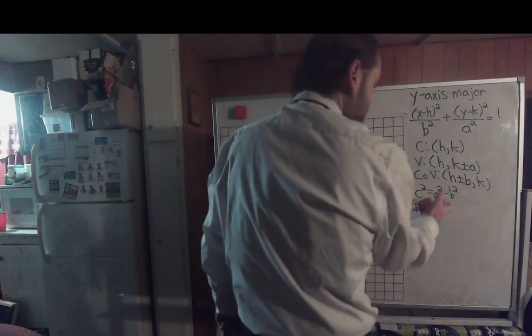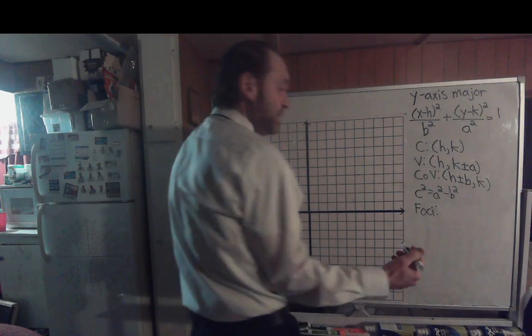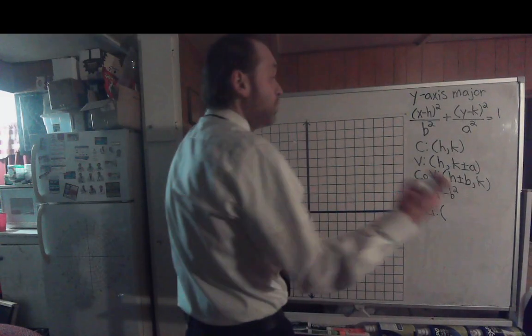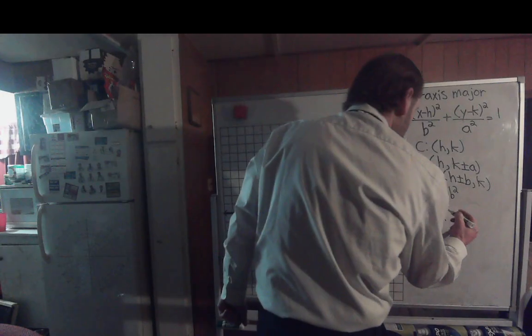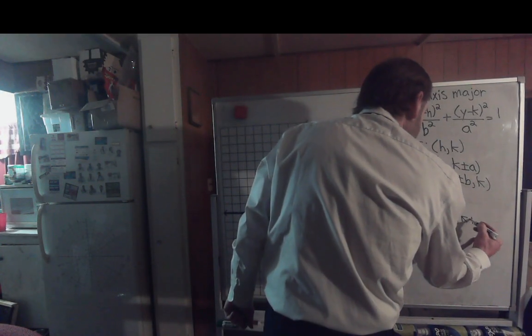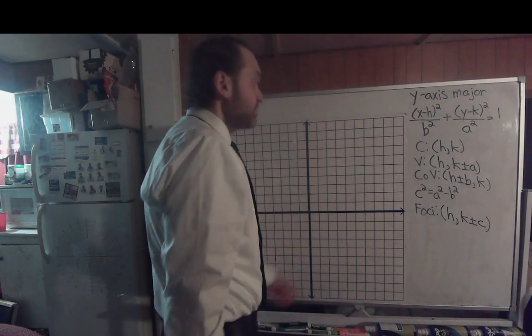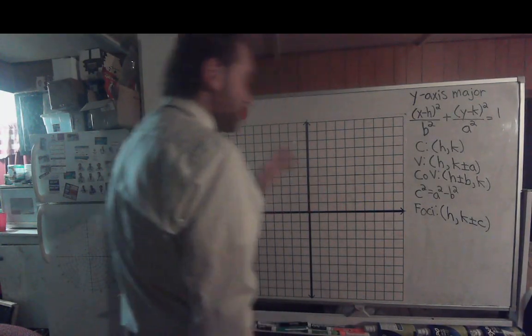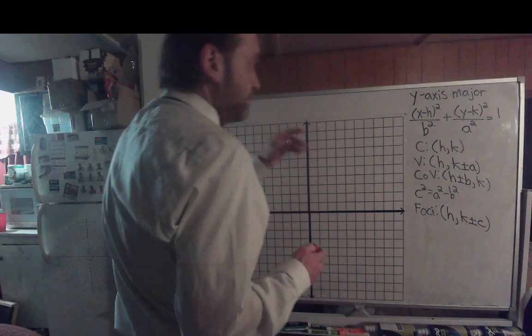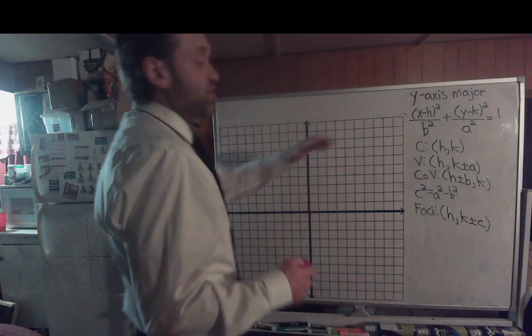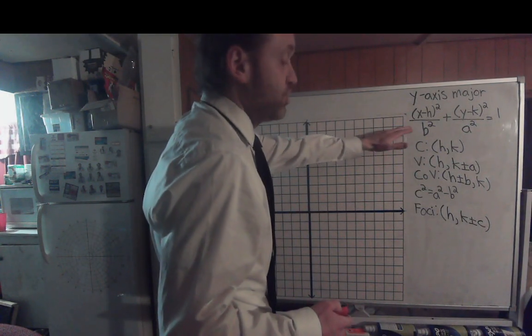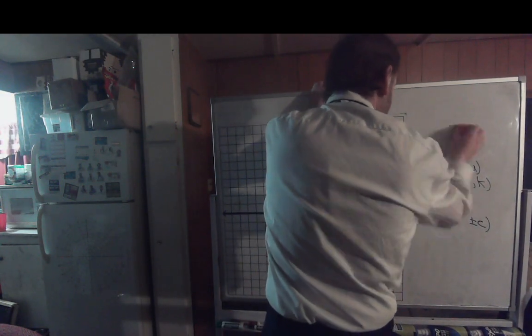And then for the foci, still c squared equals a squared minus b squared, but if the y-axis is the major axis, you'll leave your x-coordinate of h alone, and then you'll take k plus and minus c for the coordinates of your foci. So those are the general forms of the equations of an ellipse, but this time we're dealing with the center not at the origin. So let's get into some examples here.